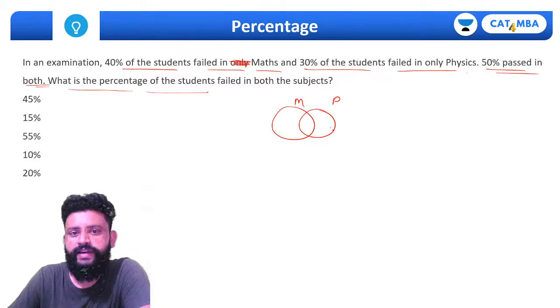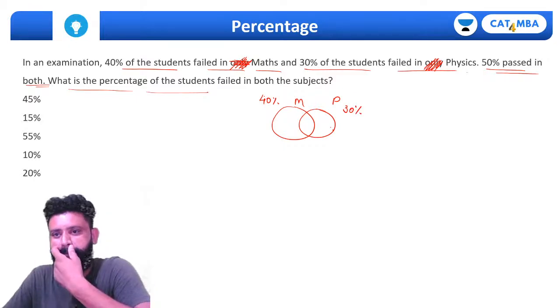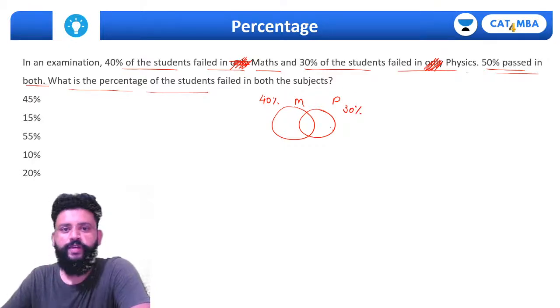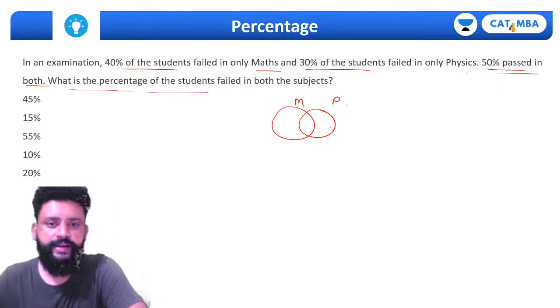40% of the students failed in maths, 30% of the students failed in physics. So this is 40%. Okay, just a minute. This passed. I hope it's right. Okay, so these are the students. Let's check once if the values are correct.